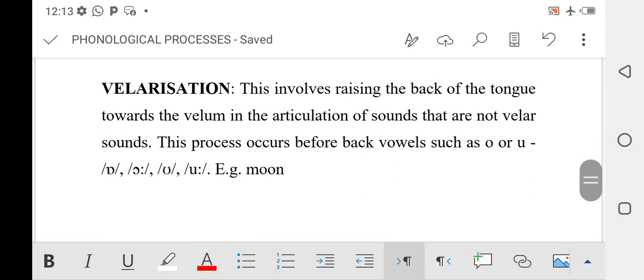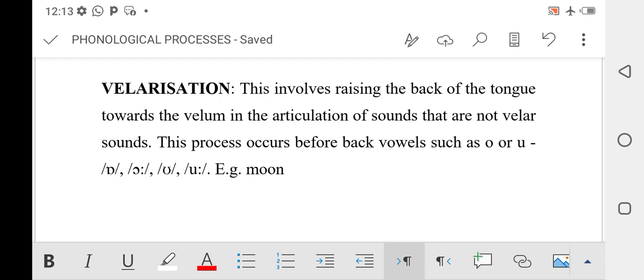So we look at velarization. In velarization, there is the raising of the back of the tongue towards the velum. The velum is the soft palate. Towards the velum in the articulation of sounds that are not velar sounds. Okay, when I am articulating a sound that is not a velar sound, and that sound occurs with a sound that is a back sound, either a back vowel or a velar sound, that sound becomes velarized.